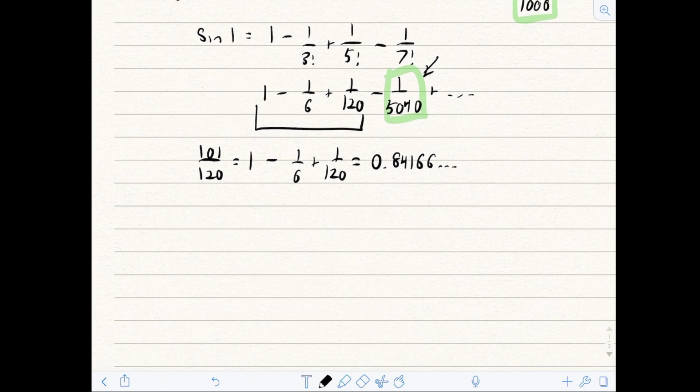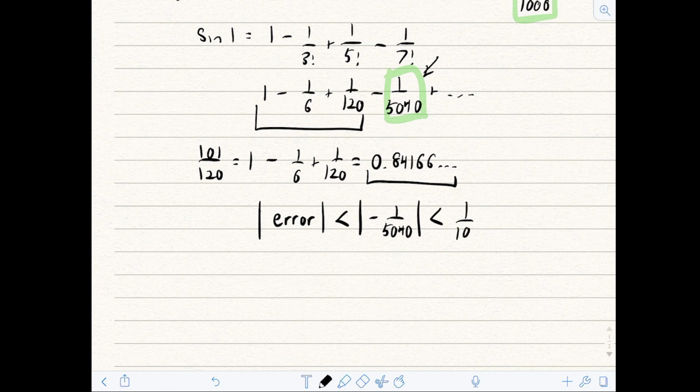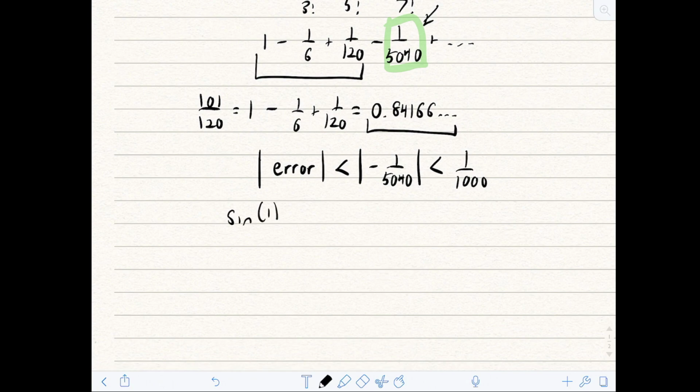Now, what we would say here is that the absolute value of the error is going to be less than the absolute value of negative 1 over 5040, which is also less than 1 over 1000. Which means that the value you get for this is going to have more accuracy than 1 over 1000. And if I were to do sine of 1 in my calculator, I'm going to get 0.84147, and then I can compare it to what the actual value would be.